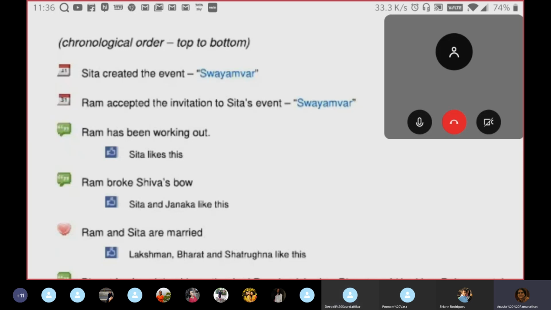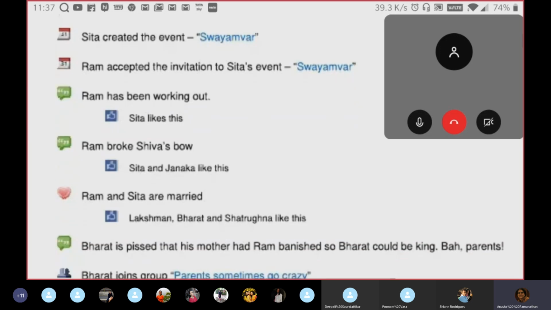Correct. If you created a word, say Sita created the event meeting and Ram liked it, you'd ask, why? And that's the same thing with Swayamvar. Unless you knew what it meant, you wouldn't understand. So there is a definite presumption of an audience type here. There is a tongue-in-cheek aspect where Ram has been working out, Sita likes it. So you already know that they're setting it up like a modern romance.